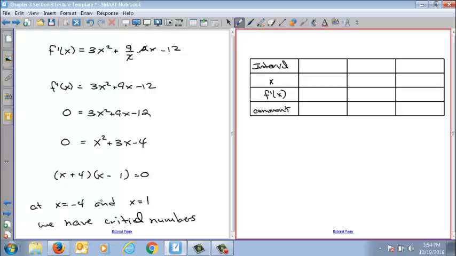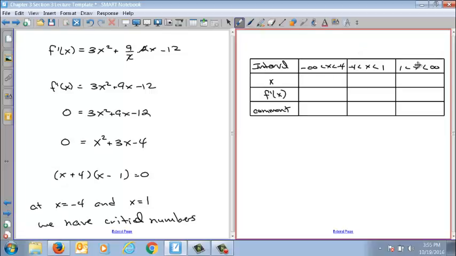So you can see I have 2 critical numbers. I need 3 intervals to define the entire domain, and I need 1 column for the headers, for the descriptors. So this goes from negative infinity to my more negative critical number, then from that critical number to the next critical number, and then from that critical number to positive infinity. So this covers everything except the critical numbers.